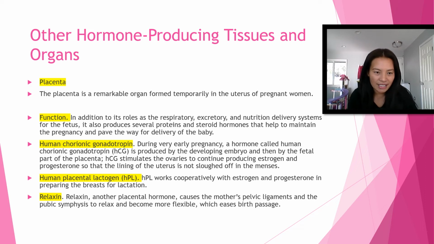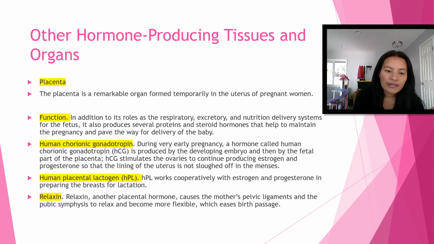So, we have here the placenta. The placenta is a remarkable organ formed temporarily in the uterus of pregnant women. So the placenta is only formed when a woman is pregnant. As for function, in addition to its roles as the respiratory, excretory, and nutrition-delivering systems for the fetus, it also produces several proteins and steroid hormones that help to maintain the pregnancy and pave the way for delivery of the baby. So we also have human chorionic gonadotropin.